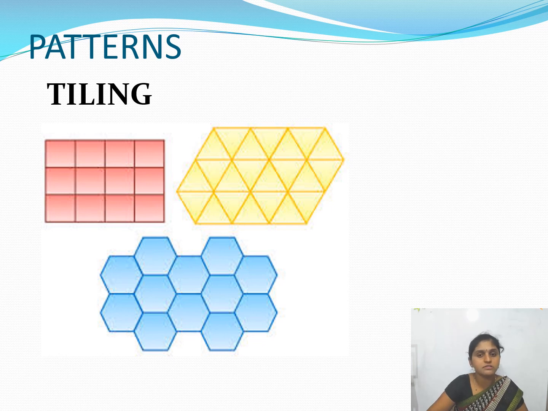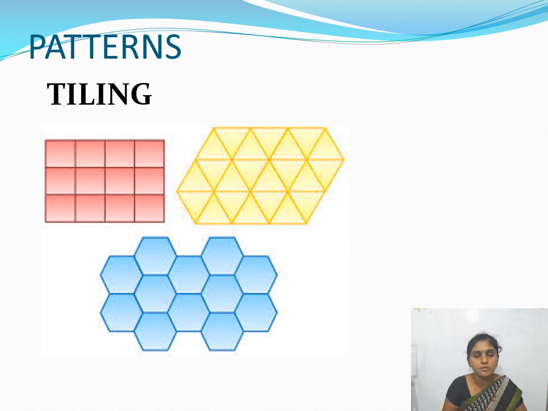patterns. In patterns, we have again tiling. In patterns, first we have learned symmetry, then tangram. Next is tiling. So now I will explain what I mean by tiling. When a design is made using only one shape, that we call a tiling.